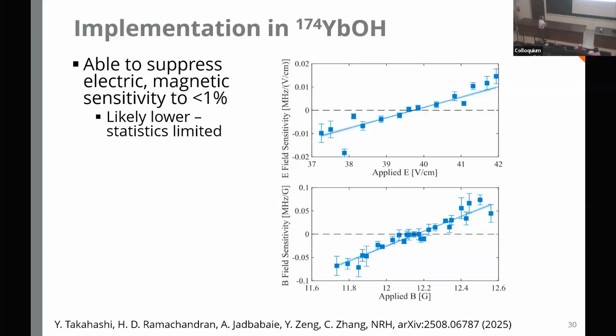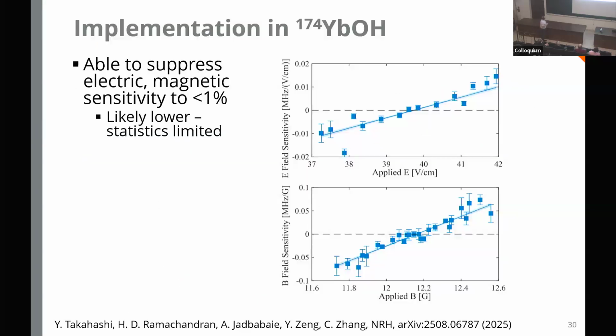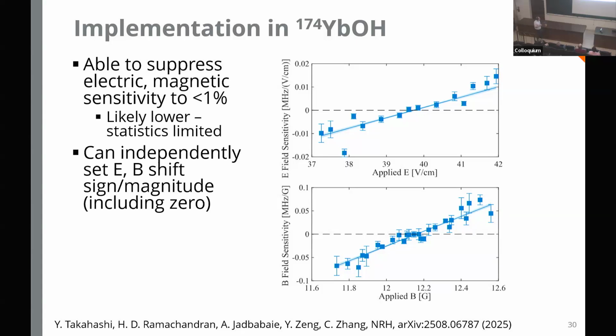And what we find then, by looking at how this interference responds to the application of fields, is that we showed you can indeed directly suppress the electric and magnetic sensitivities simultaneously by a factor of a few hundred. Probably it's lower than that. We were limited in the ability of our statistical calculations to determine how low it actually was. But we can independently set the electric and magnetic field shifts, including to 0 and including changing the sign.